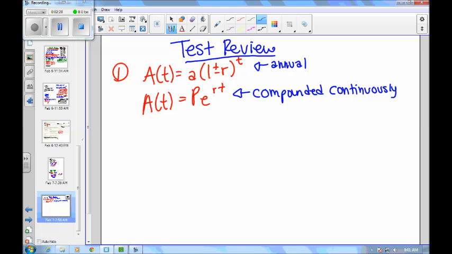In an investment account, you invest $2,500 into the account, which incurs an interest at a rate of 4.2%. How much will be in the account after 15 years? Compounded annually. I forgot to say that part. Okay?